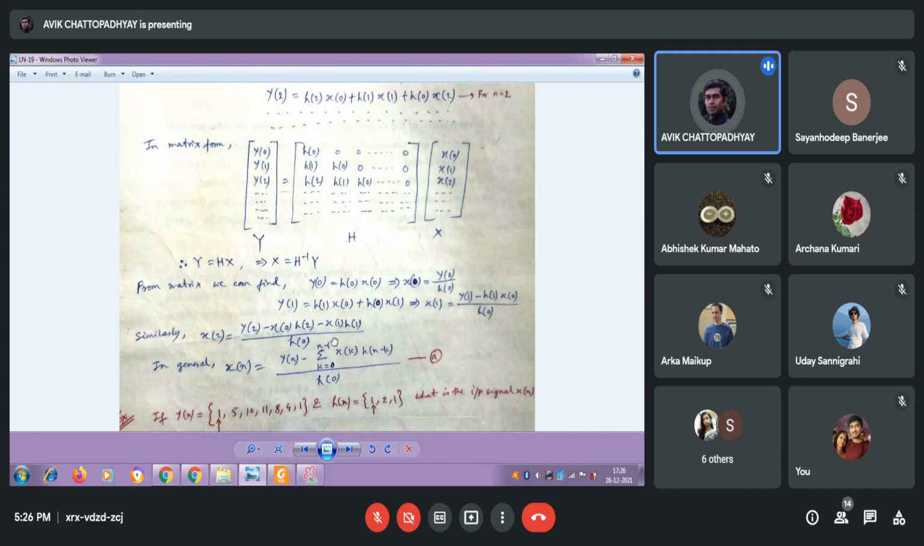So a typical example is this. I'm giving it as an exercise to you: yn equals this and hn equals this. Now the impulse response is given, the output is given, and I'm interested to find out the input xn. So you just apply this formula and you will find it out.